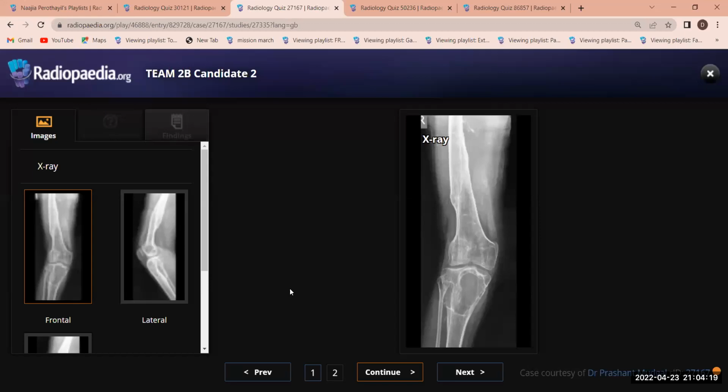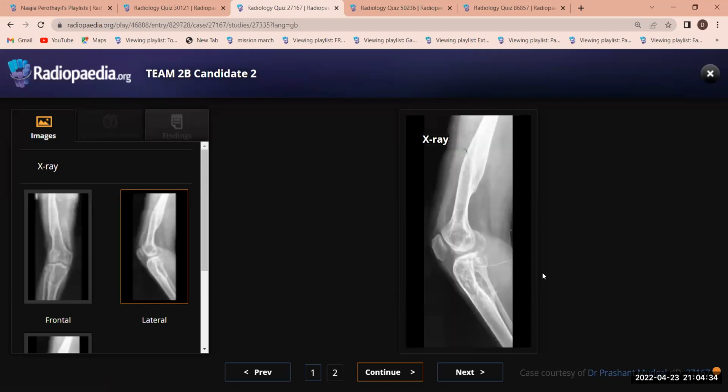So I don't see any obvious fractures. Since the patient has presented with history of trauma, I would like to have a look on the lateral view to see for any joint lesions. The lateral view is not showing any joint fusion.